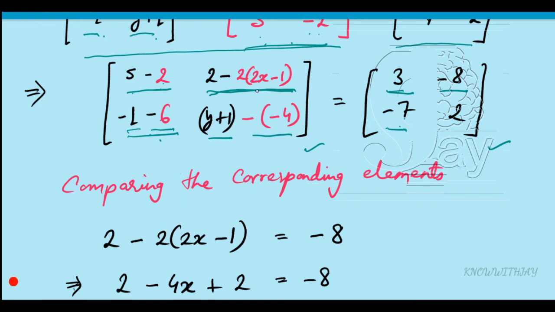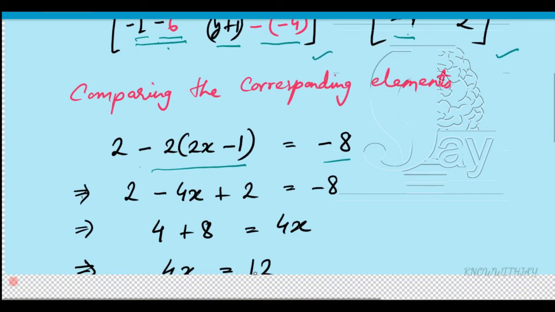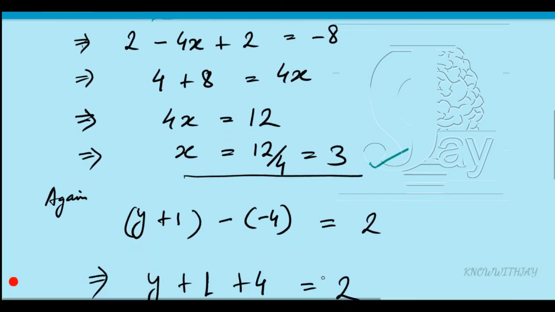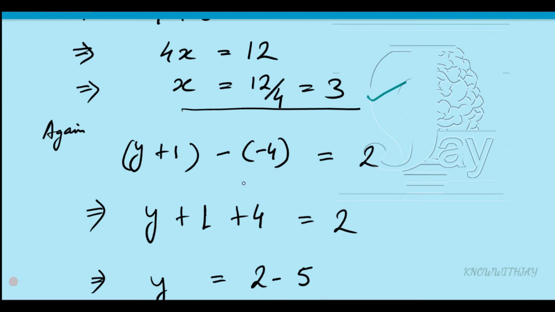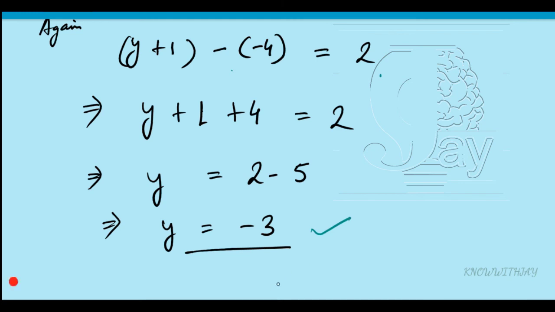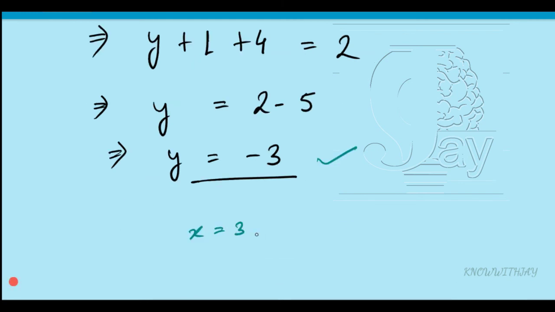We need x and y, so here we'll compare the second elements. So 2 minus 2 times (2x minus 1) equals minus 8. From this we can easily calculate x equals 3. Now comparing the fourth element, we have y plus 1 minus of minus 4 equals 2. So we can easily calculate y equals minus 3. So we have x equals 3 and y equals minus 3.